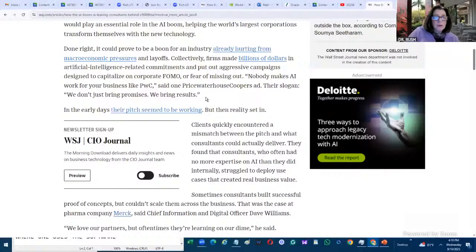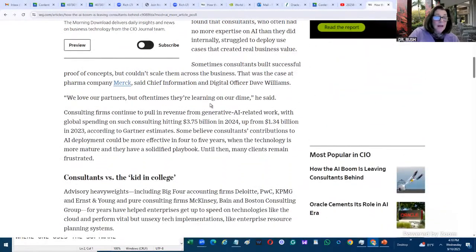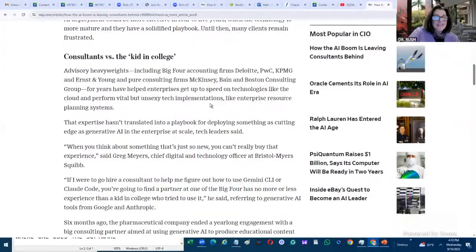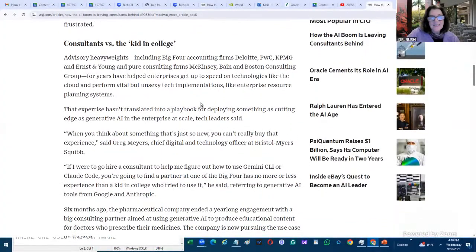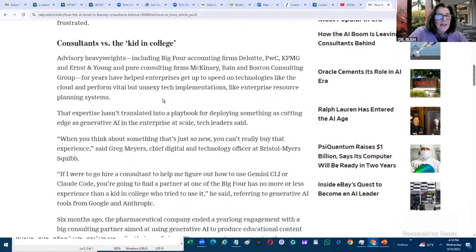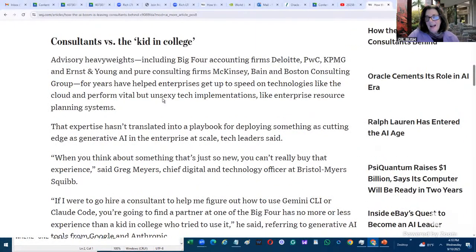So when they go, they basically say, nobody makes AI work, Price Waterhouse. We don't just bring companies. In the early days, it seemed like it was working. So everybody said, oh, you're going to help us. But look at this, I love this line. Do you see this, Devin? What's this line? Consultants versus the kid in college.